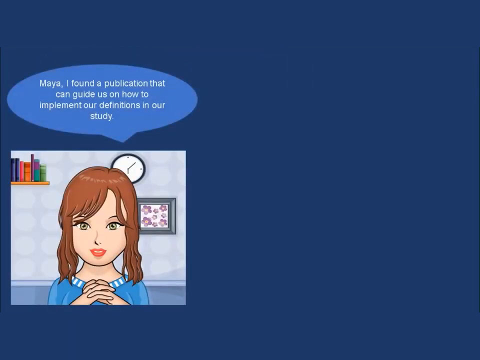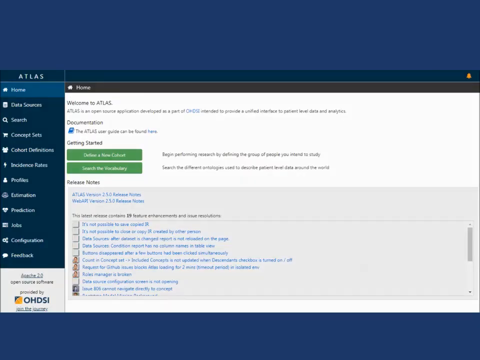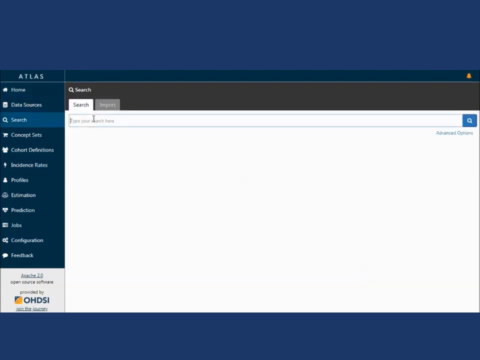Maya, I found a publication that could guide us on how to implement our study definitions. Sounds good, Simone. Let's discuss how we can implement it and how we can search for concepts and compare concepts. We can pull up ATLAS and begin our first search. First, we can look for disease of interest, endometriosis. You can type that in the search bar and see the results that come up.